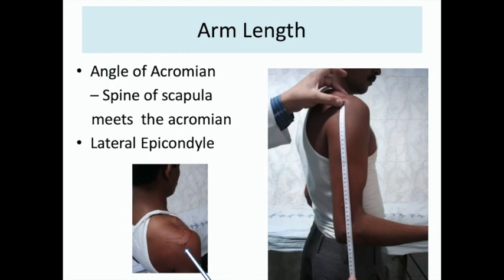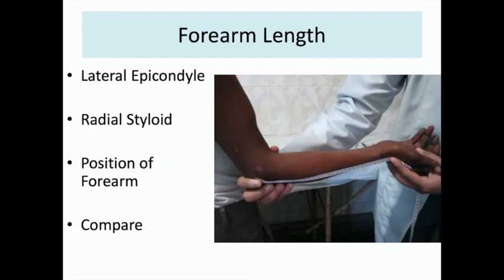The other point, lateral epicondyle, we have already talked about how to mark that, and you measure this by a measuring tape. Again, compare it with the opposite side. The forearm length is measured from the radial styloid to the lateral epicondyle, and remember, you need to keep the position of the forearm in the same way on both sides, otherwise your measurements would be inaccurate. Why I'm saying this is because maybe there is some restriction of supination and pronation and you're not getting a complete supination in a patient. So the normal side needs to be kept in a similar position and then compared.